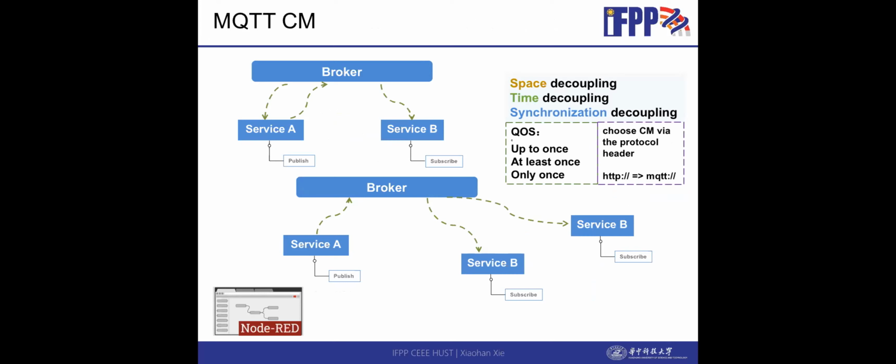CFAT's MQTT communication model still uses the RESTful architecture. The only difference from HTTP is that you need to replace HTTP in the URL with MQTT to select the MQTT communication model. MQTT is currently widely used in the IoT and is supported by multiple clients such as Node-RED. Node-RED can also be used with CFAT.